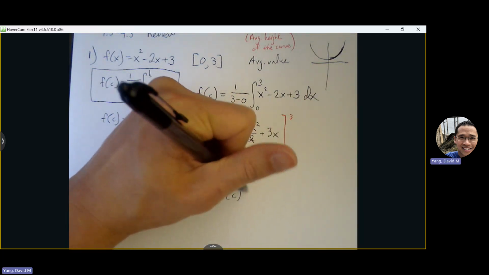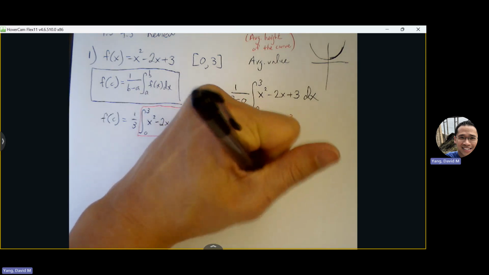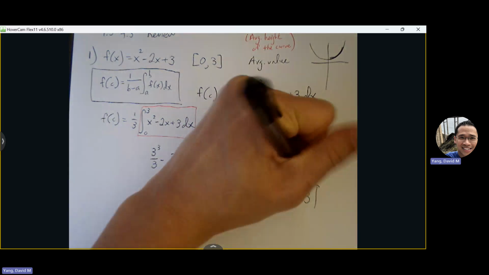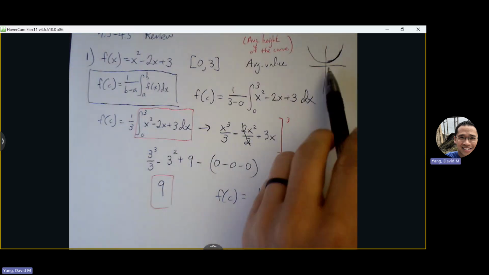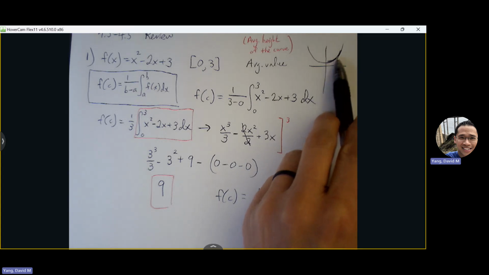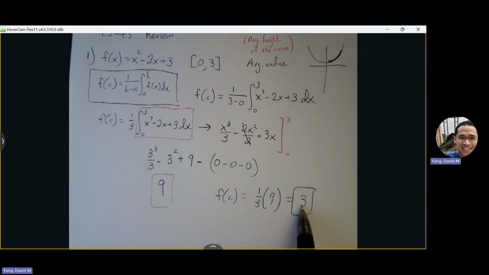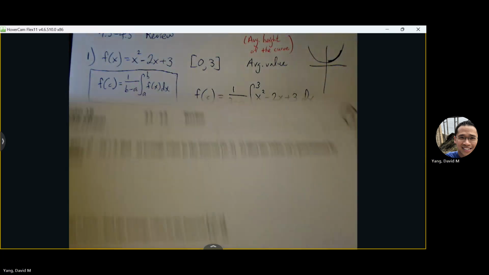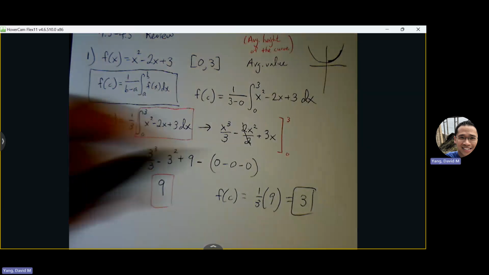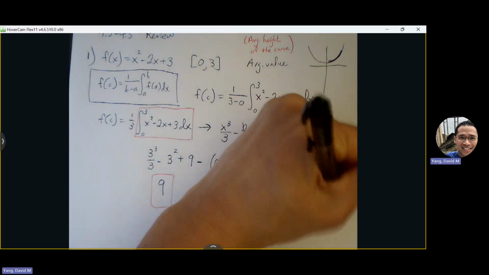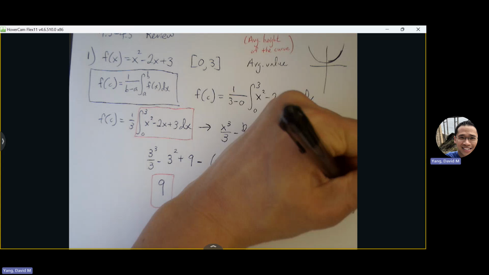So f of c is equal to 1/3 times 9, which is equal to 3. So if we were to average out all the different heights across this curve, the average height is going to be a height of 3. Okay, that's part A of the problem. Part A says find the average value, which we have. So part A, we know f of c is equal to 3.